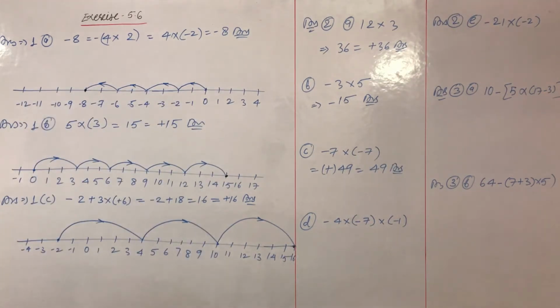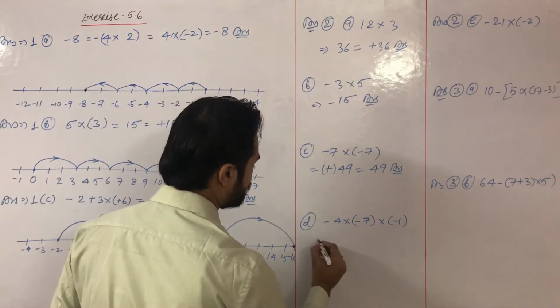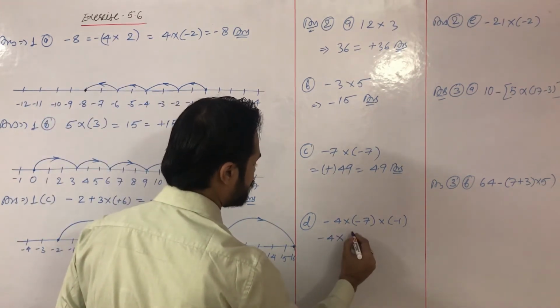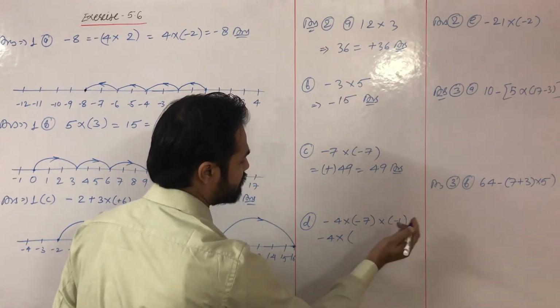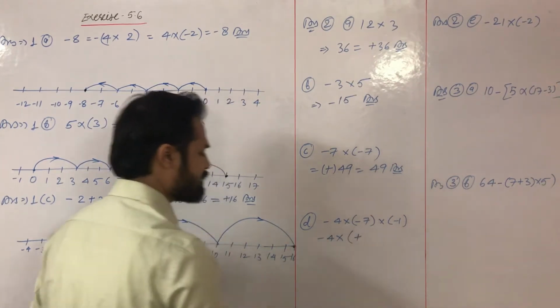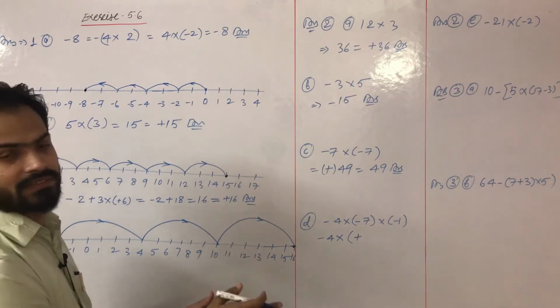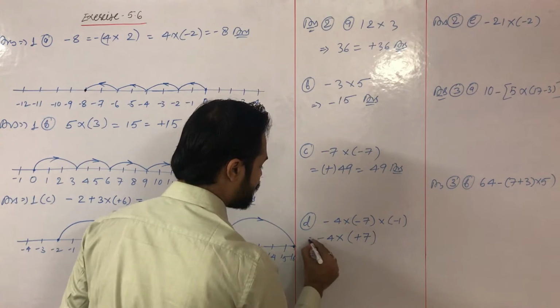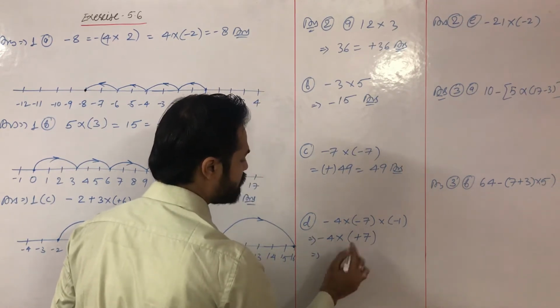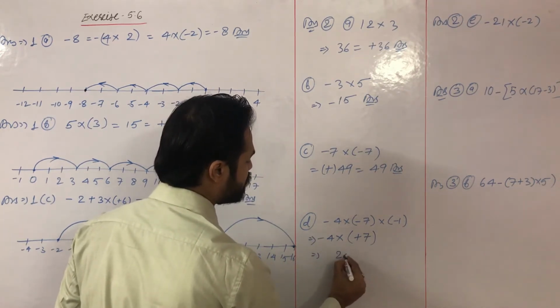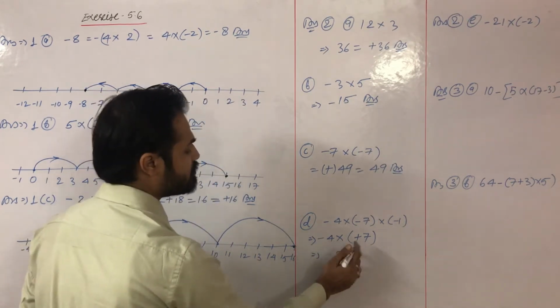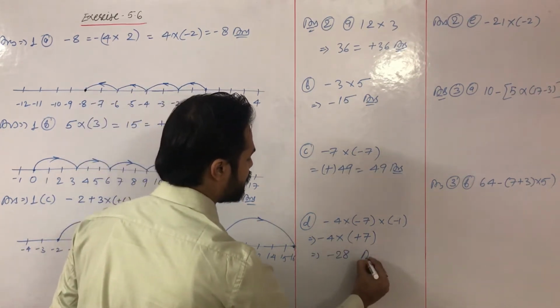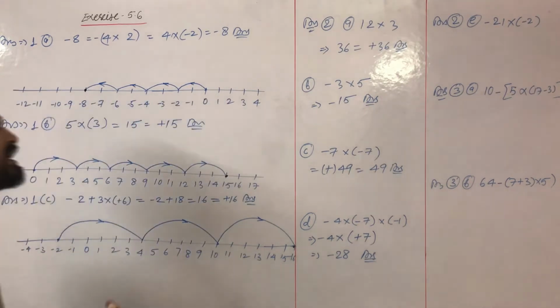Then next, minus 4 into minus 7 into minus 1. So initially what we can do is minus 4 into minus 7 into minus 1. So minus minus plus, multiplication of negative integer and negative integer is always positive. 7 into 1, 7. And in the next step, minus 4 into plus 7. So 7 into 4, 28. Negative into positive, negative. So negative of 28, minus 28, is the final answer.